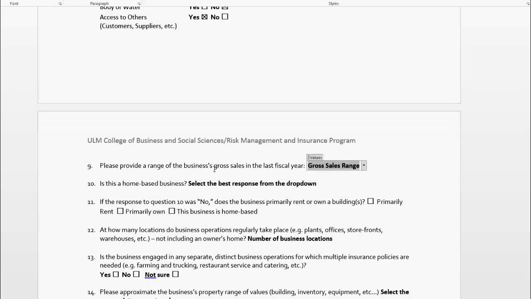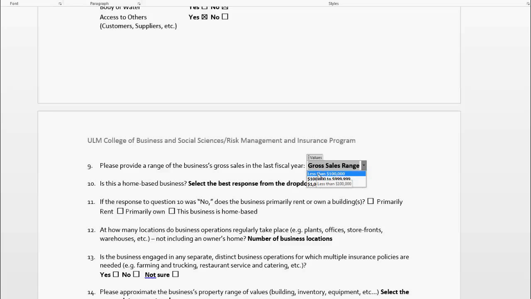So it says, please provide a range of the business's gross sales in the last fiscal year. And I know that this can be a little bit sensitive of a question for some businesses. I really haven't had many students tell me they had a real problem with this. But those who have said they were uncomfortable asking this question, or that the business seemed very uncomfortable answering it, that was actually one of the reasons that we went to this range.